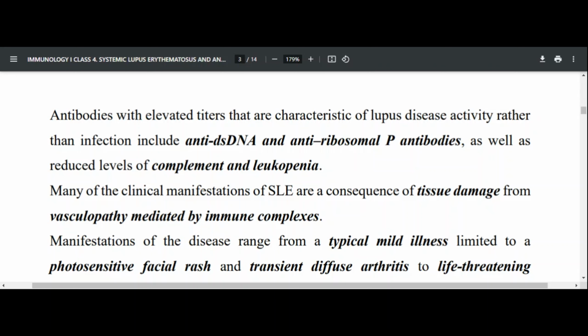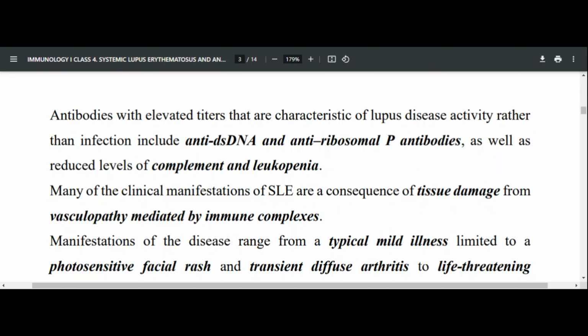Anti-double-stranded DNA is very high in systemic lupus erythematosus, and many of the clinical manifestations are just a consequence of tissue damage because of problems like vasculopathy mediated by immune complex. For example, kidney or renal failure, or glomerulonephritis, which is damage to the glomerulus of the kidneys because of immune complex deposition in the kidney.